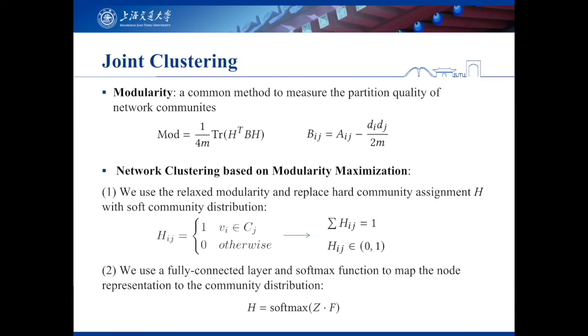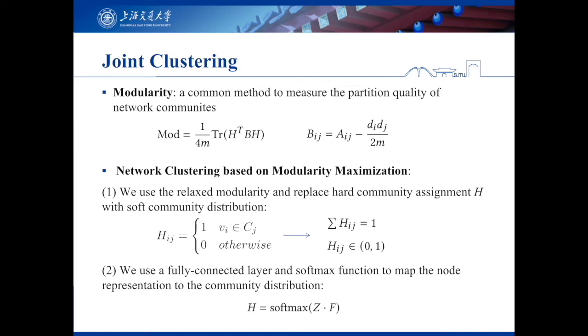The fourth part is the joint clustering of representation and network. Here is the introduction and definition of modularity, which is a common method to measure the partition quality of network communities. Higher modularity means better quality of network partition, so we can optimize the community assignment of nodes by maximizing the modularity. In order to calculate the modularity, we need to get the community assignment matrix H. In the original definition of modularity, Hij equals 1 when node Vi belongs to the community Cj, and equals 0 otherwise. One node can only belong to one community.